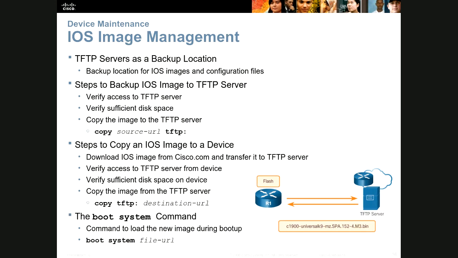At that point, I will be prompted: what's the IP address of that TFTP server? What's the file name you wish to copy? What's the file name you wish it to appear as on the flash memory of the device you're copying it to? And if it's a long file, it may take maybe a minute to copy. Okay, now I've got two iOS files on my R1. I've got the old one, and I've got the new one I want to test.